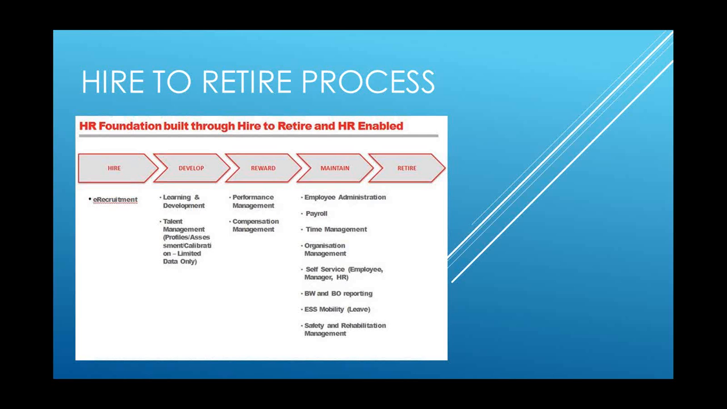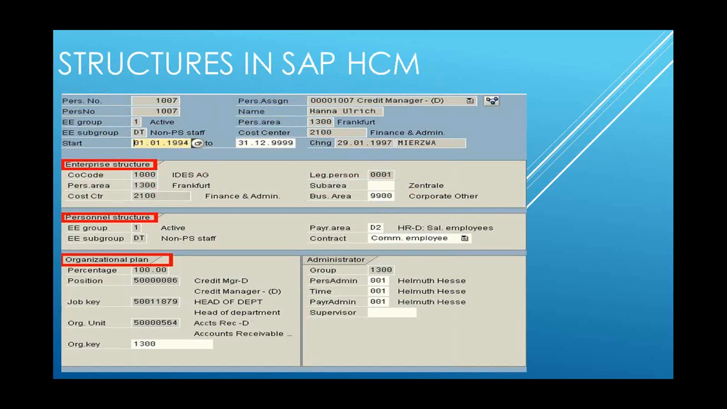So this is again a continuation of the hire to retire business process. And then coming to the structures in SAP HCM, this is one of the important things for any organization. They need to have the enterprise structure, personal structure, and the organizational structure. When you hire a person, you need to hire him to a position, tag him to an org unit and also a job, and you need to assign him to one employee group, employee subgroup, and then to pay him on a specific schedule like monthly or semi-monthly or weekly.